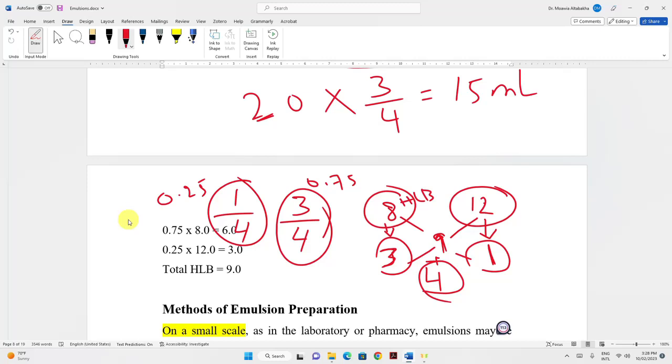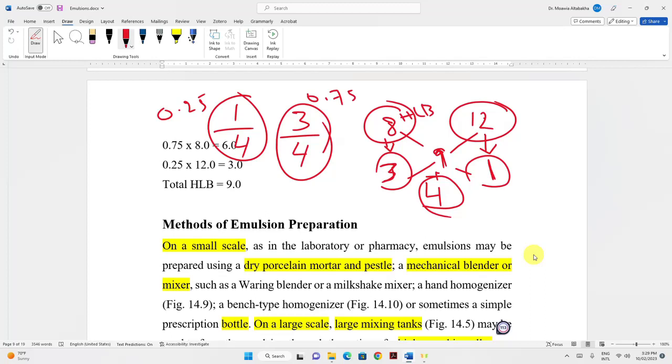Now what about the one from 12? How much do I take from 12? Can you calculate with me? How much do you need? 1 out of 4 will be from the 12. So this is 25%, or 1 by 4, multiplied by 20. 1 by 4, or 0.25, or 25%, and you will get 5 ml.